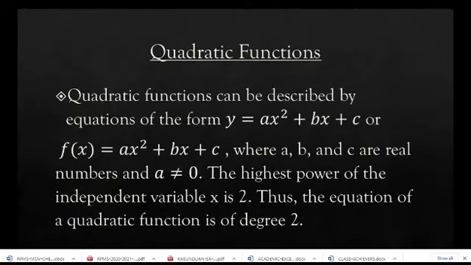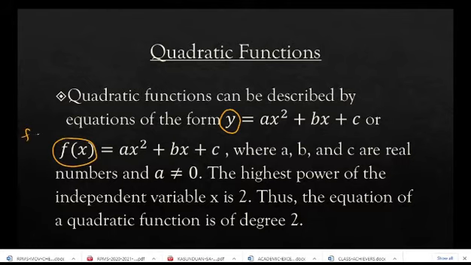So, let's go over now with the equation. So, let us focus first on the function itself. So, the quadratic functions can be described by equations of the form y is equal to ax squared plus bx plus c, or the function of x, or f of x, equal to ax squared plus bx plus c. So, pwede natin siyang i-represent as y or f of x.